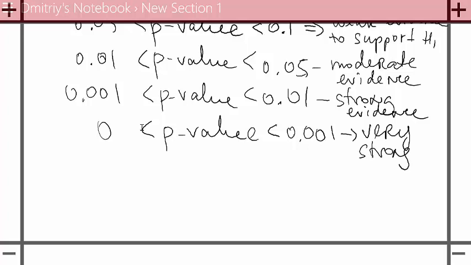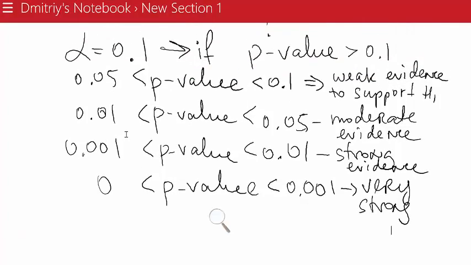Okay? So this is an informal way statisticians divided the whole range of possibilities of the p-value between 0 and 1.0 into these 5 intervals. So if it's above 0.1, that's it, nothing, right? We keep the null, nothing to even talk about. And then there are different gradations of strength of the evidence to support your alternative. Okay? How are we doing?